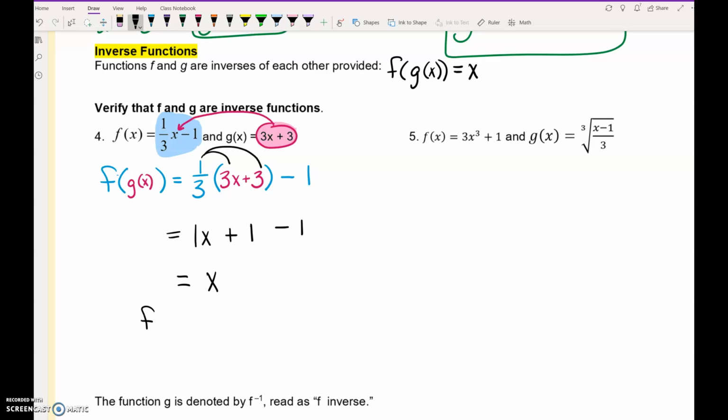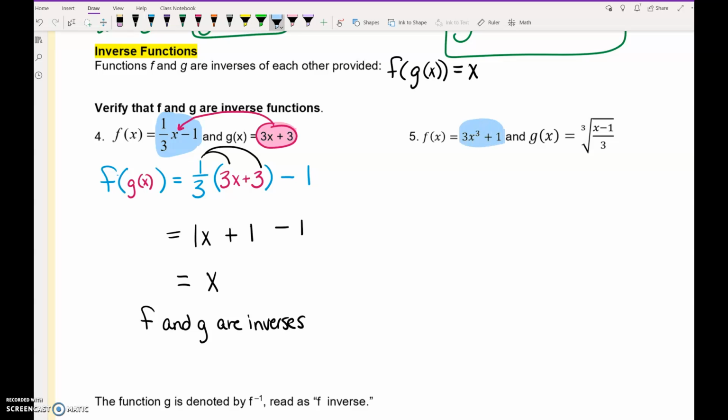And we have thus verified that f and g are inverses. They undo each other perfectly. Cool thing about inverses is that you can do g of f of x and you would still get the same thing. Normally f of g of x and g of f of x aren't the same thing, but in the case of inverses, they are. All right, let's try the next one.